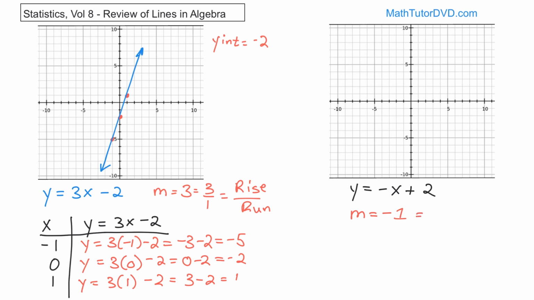How do you write -1 as a fraction? You write it as -1 over 1, right? Which is the rise over the run. Now, it's a little bit weird that you have a negative number up here. I'll give you that. So we'll come back to that for just a second. But that's what the slope is.